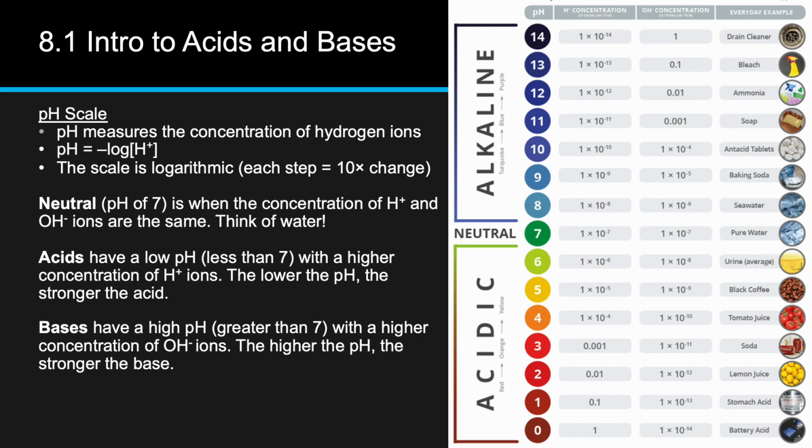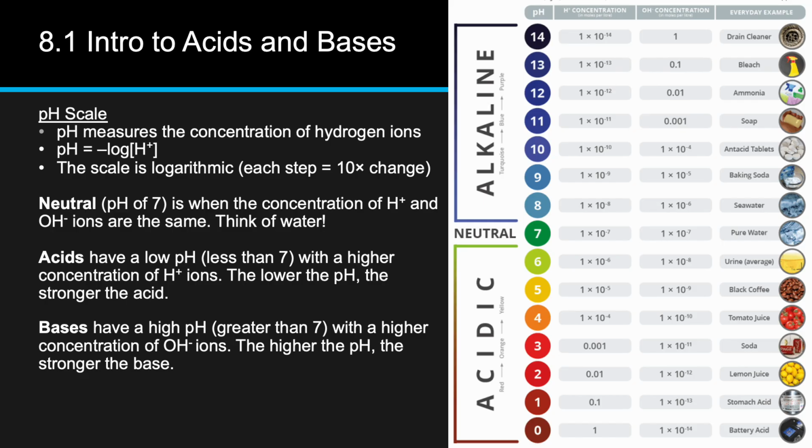Now, when we're at neutral pH of 7, that is when the concentration of H plus and OH minus ions are the same. You can think back to water. No matter what temperature our water is at, the concentration of H plus and OH minus are going to be the same because water is always neutral. That doesn't mean it always has a pH of 7, but water is always neutral.